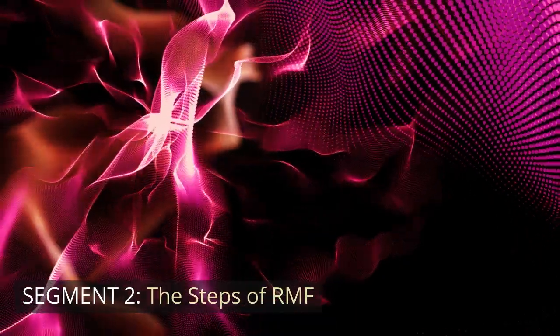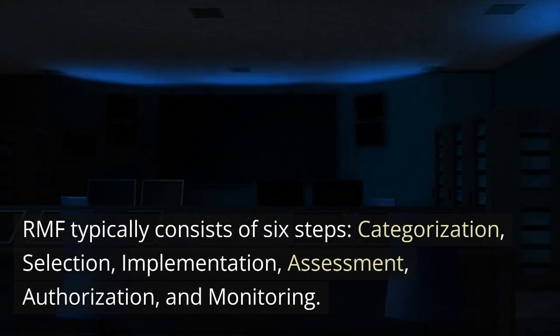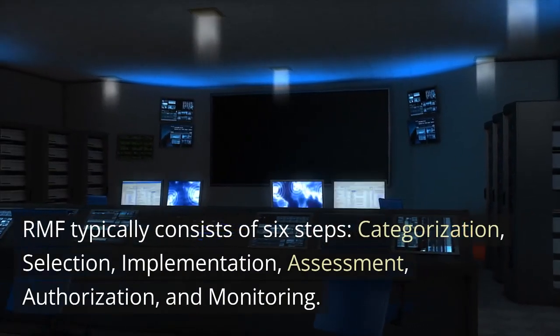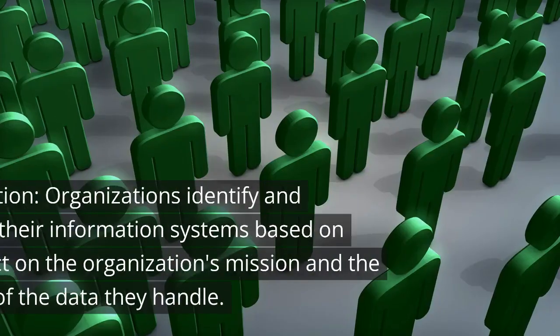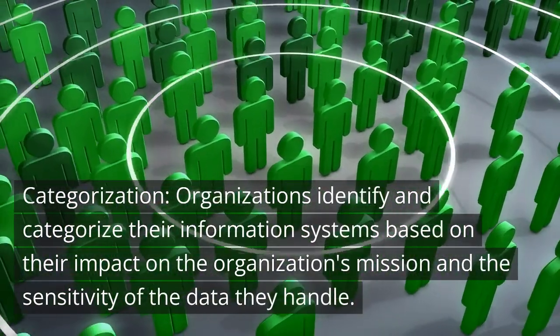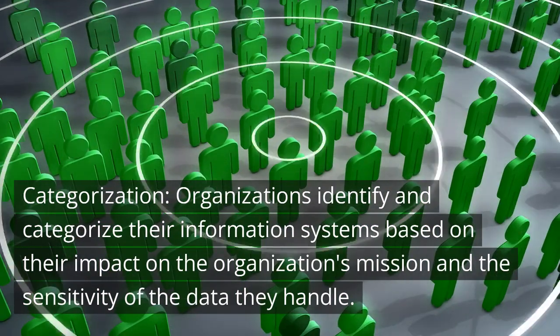Segment 2. The steps of RMF. RMF typically consists of 6 steps: categorization, selection, implementation, assessment, authorization, and monitoring. 1. Categorization. Organizations identify and categorize their information systems based on their impact on the organization's mission and the sensitivity of the data they handle.